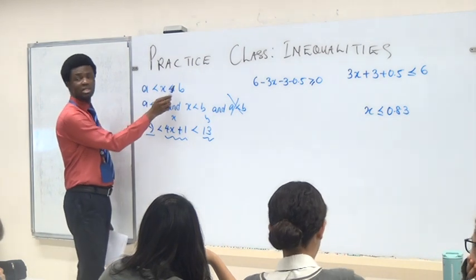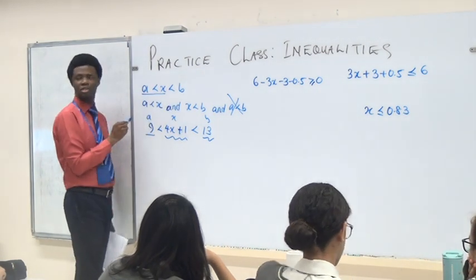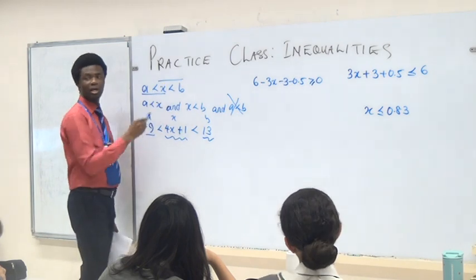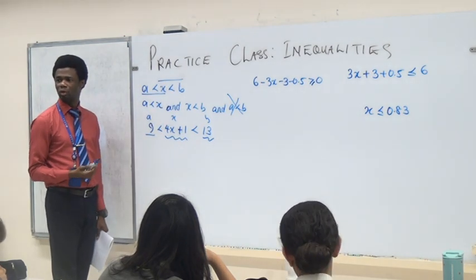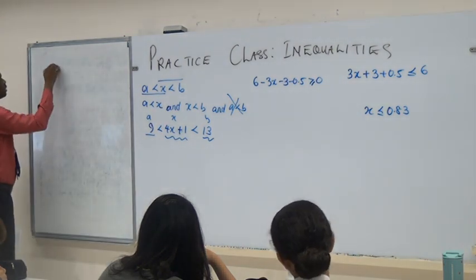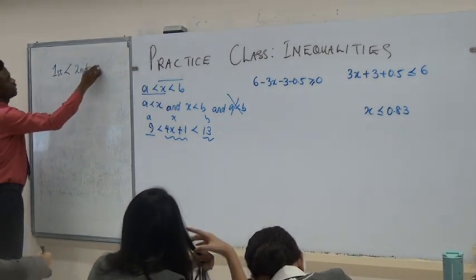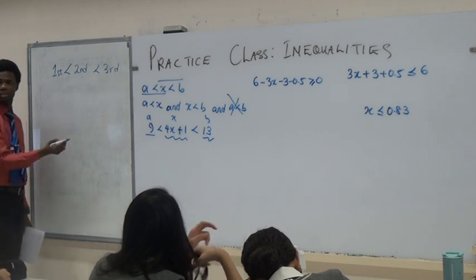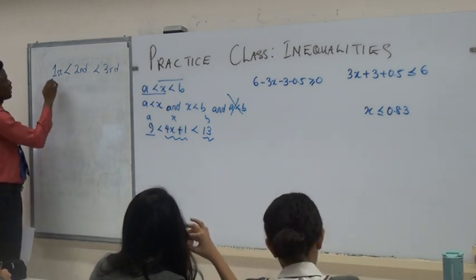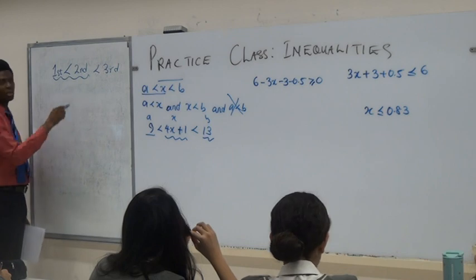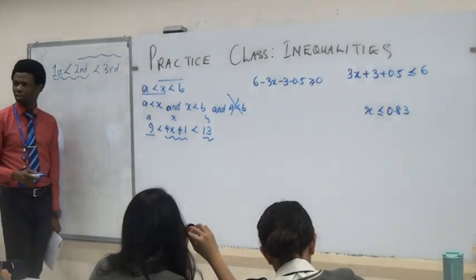A less than x less than B means you take the first two and you take the last two. What do I mean by the first and the last? The first group is less than the second group, which is less than the third group. So the first is less than the second, and at the same time, the second is less than the third.